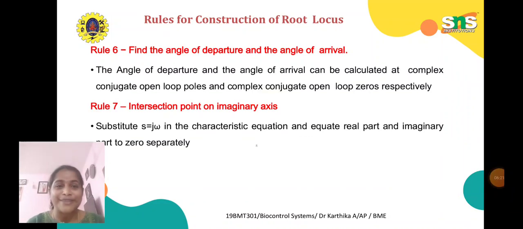Rule 6 is to find the angle of departure and the angle of arrival. The angle of departure and the angle of arrival can be calculated at complex conjugate open loop poles and complex conjugate open loop zeros respectively. Rule 7 is the intersection point on the imaginary axis. Here substitute s equal to j omega in the characteristic equation and equate the real part and imaginary part to zero separately.